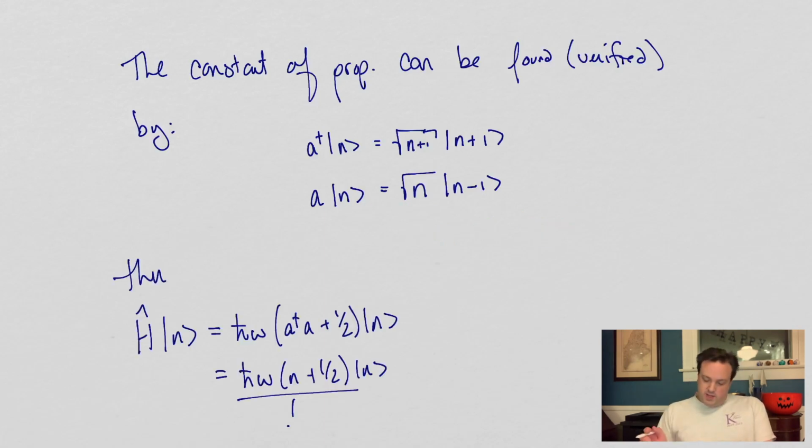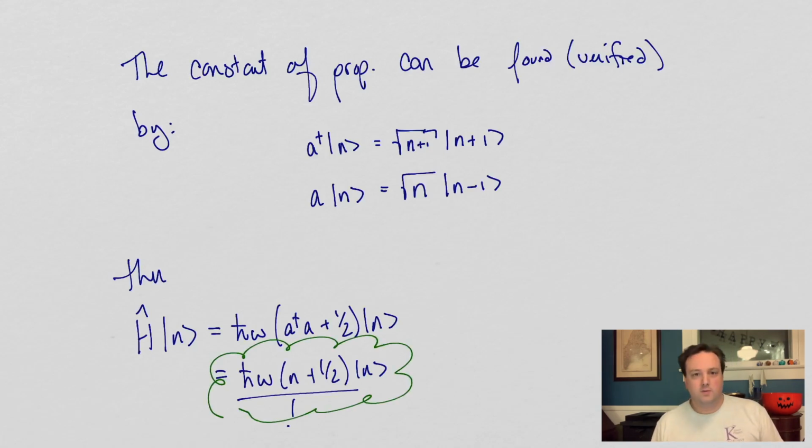But if I do this and I plug it into my Hamiltonian, I find out that a is going to give me the square root of n, leading to n minus 1. A dagger is going to give me back my n state, but another square root of n. And square root of n times square root of n gives me n. And that immediately gives me my eigenvalue of the energy.